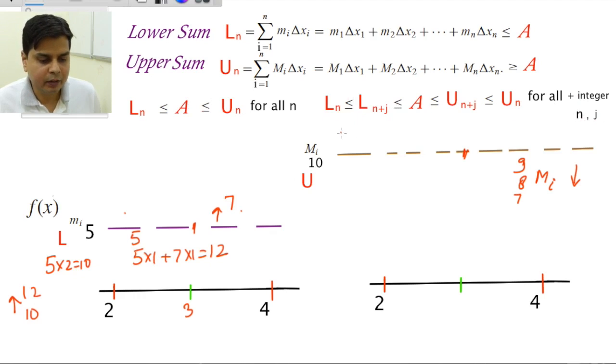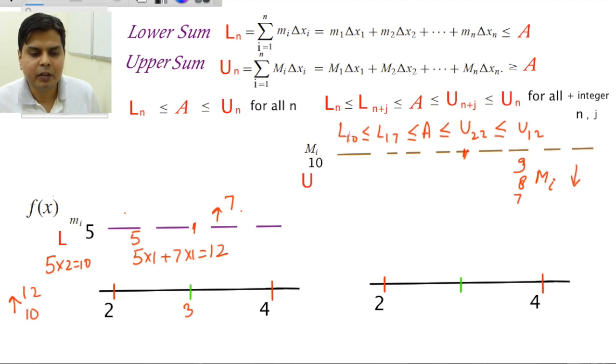So if I write it, you can say that L10 will be less than or equal to L17, will be less than or equal to A, will be equal to U22, less than or equal to U12. So this is a very general formula, so I will write it in another way.